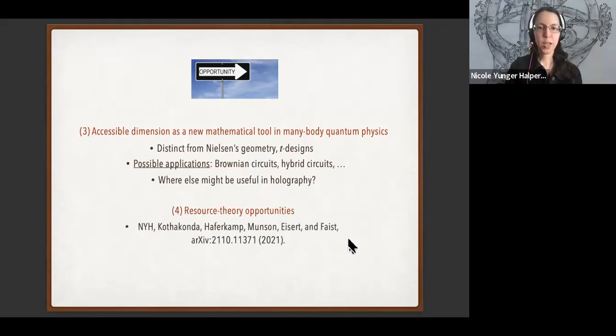So I didn't talk a whole lot about the resource theory for uncomplexity, but there are more opportunities related to it that you can find in this paper.